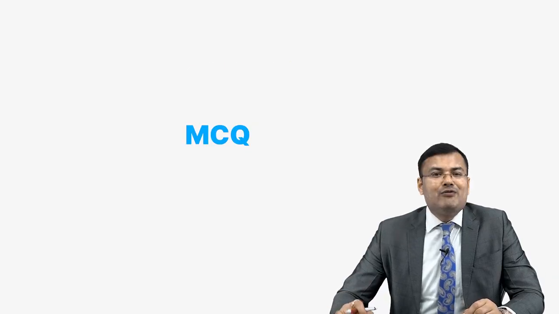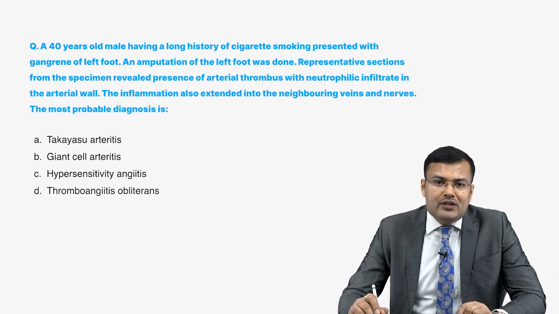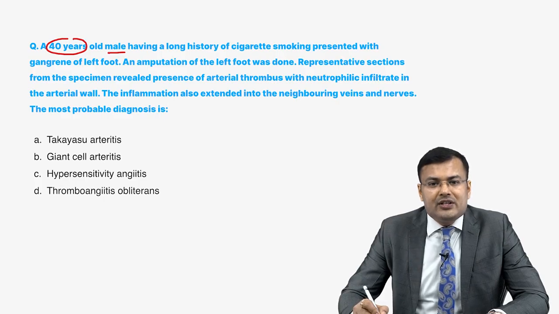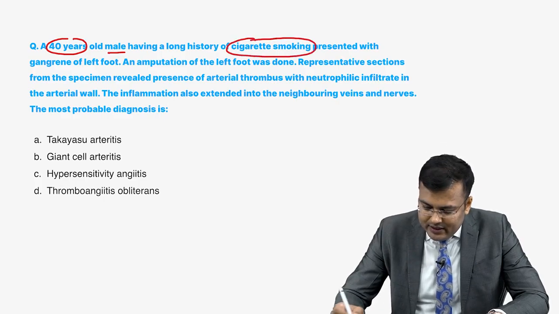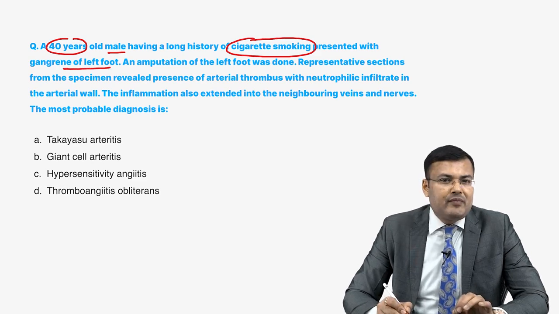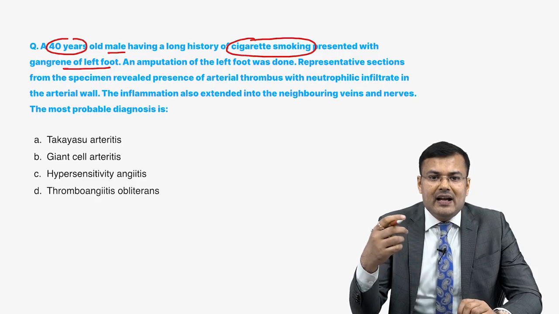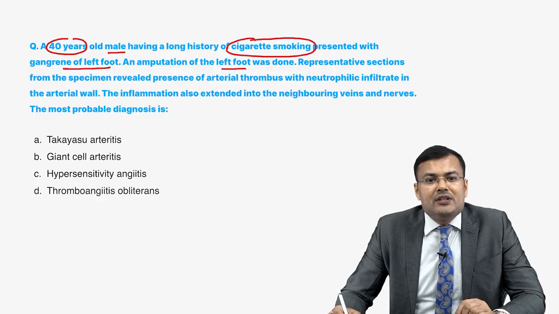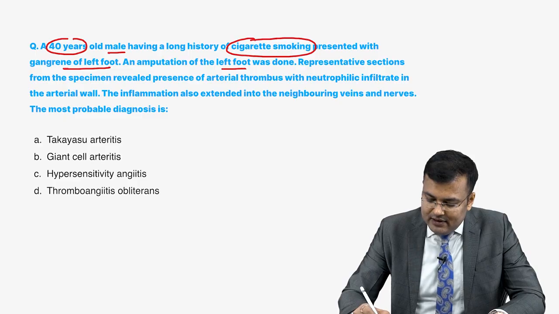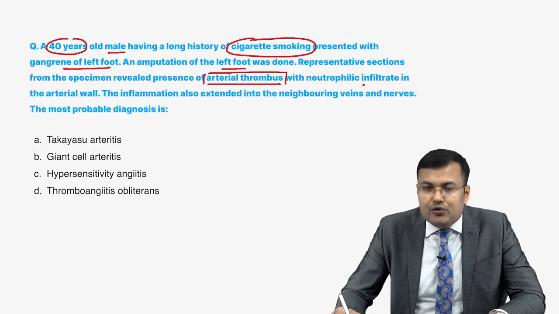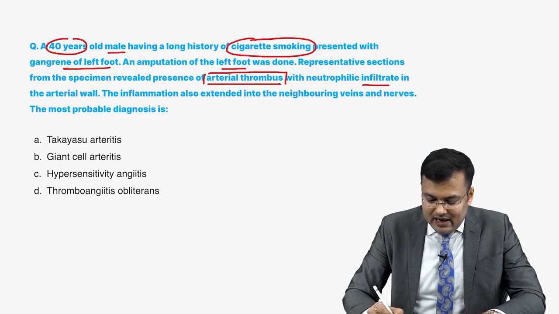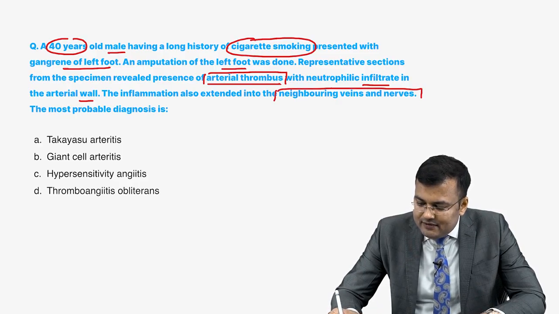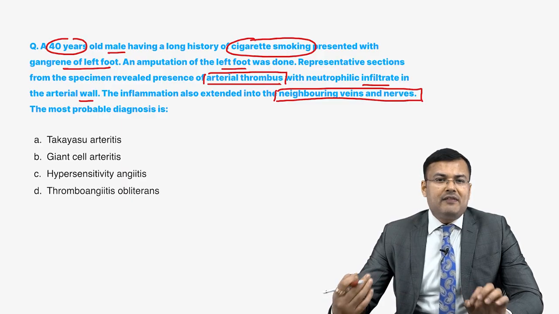And now we are going to discuss the questions, guys. See the questions. Here you can see a 40 years old male, see the age, having a long history of cigarette smoking, presented with gangrene of the left foot. All these findings are suggestive of Buerger's. Amputation of the left foot was done. Representative sections from the specimen revealed presence of arterial thrombus with neutrophilic infiltrate in the arterial wall. Inflammation also extended into neighboring veins and nerves. So can you see here, there is involvement of artery, vein and nerves.